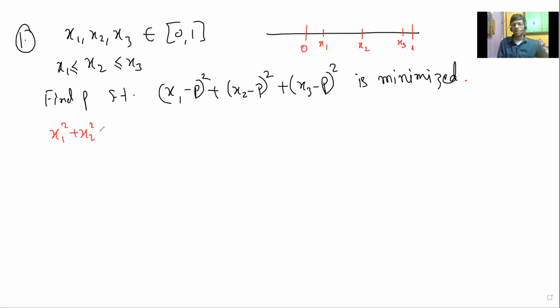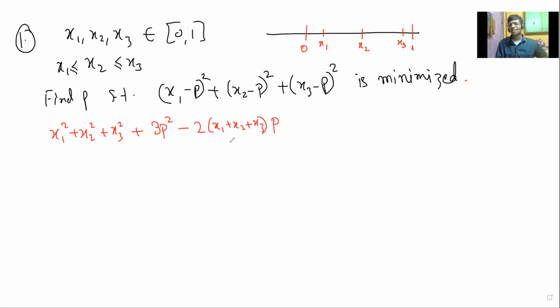Okay, so that's a good observation, right? Because this part is really not important, in the sense that we cannot do anything with it. Then basically we are left with this 3p square and we are left with this minus. So remember x1, x2 and x3 are fixed. We don't know anything about them. So let us think.